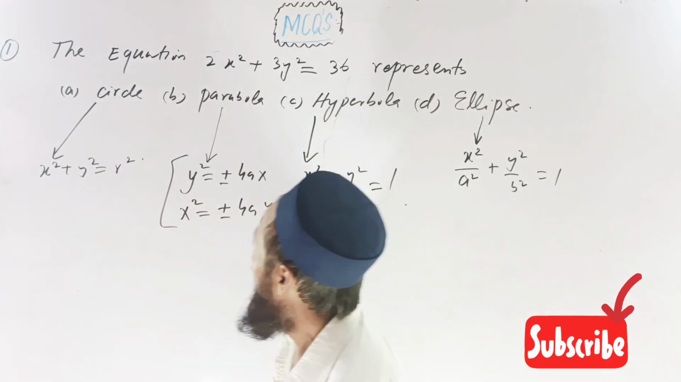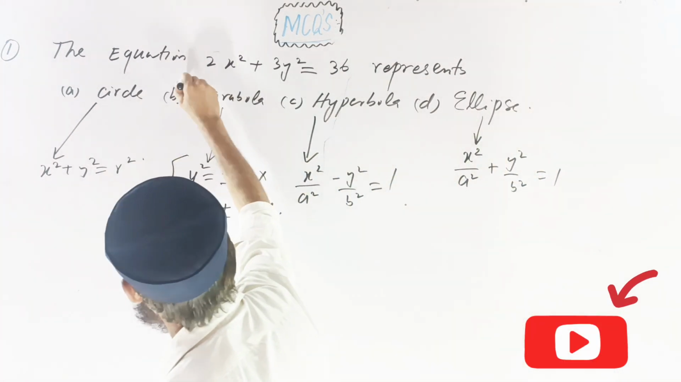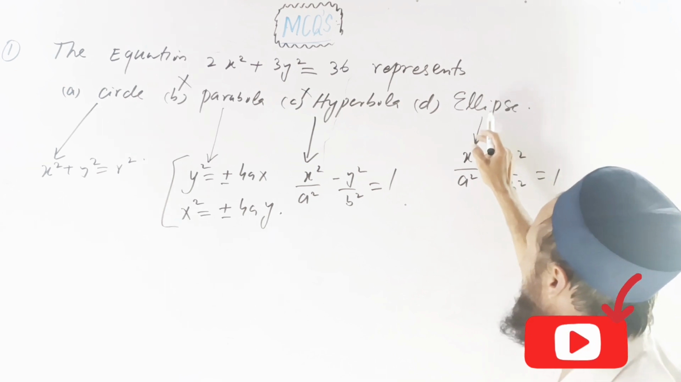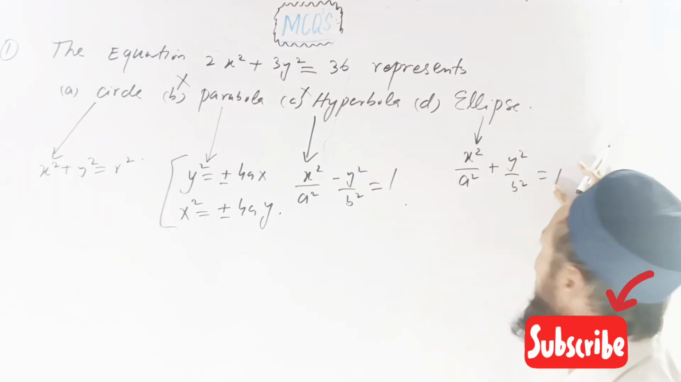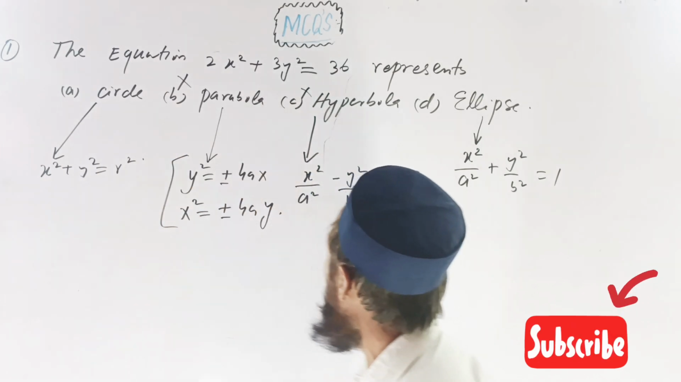So look here, in this equation there is a plus sign on both terms, which means ellipse or circle. This is not correct and this is also not correct. We are just taking a decision about this. Here 1 is required, and here we have r.